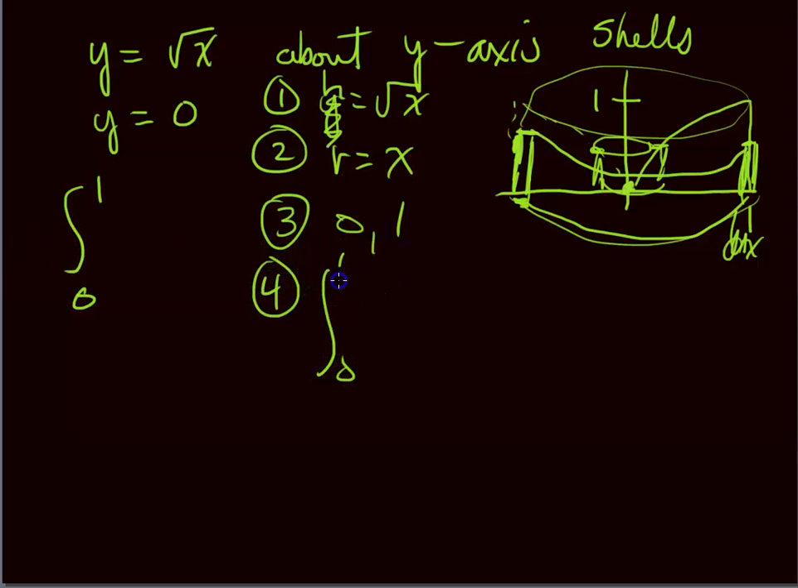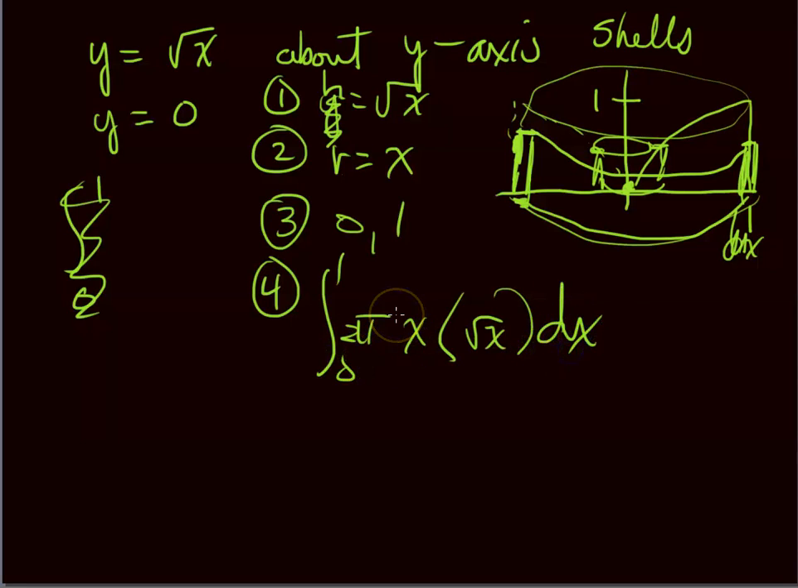So the integral from 0 to 1 of 2 pi r, which is just x, h is the square root of x dx. And all of a sudden this becomes sort of a simple problem. If you use fractional exponents, this is 0 to 1. The 2 pi can even be pulled out front. This is really x to the 1 plus 1/2, or 3/2 power dx.